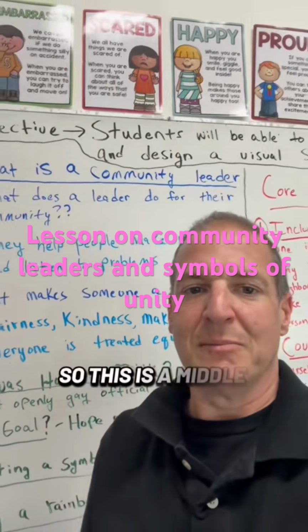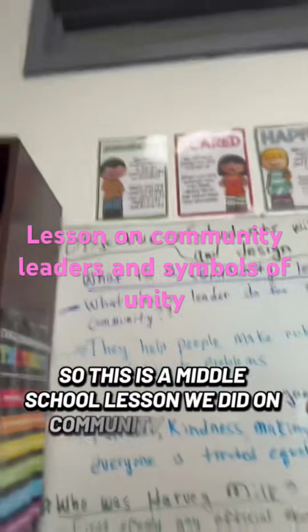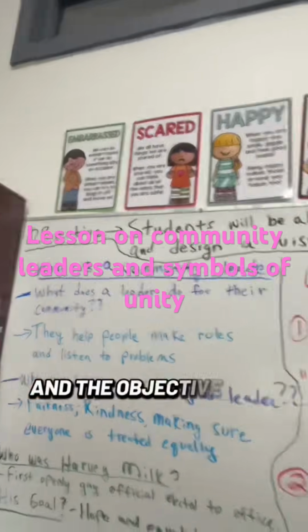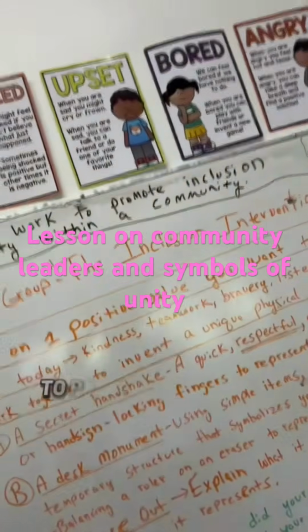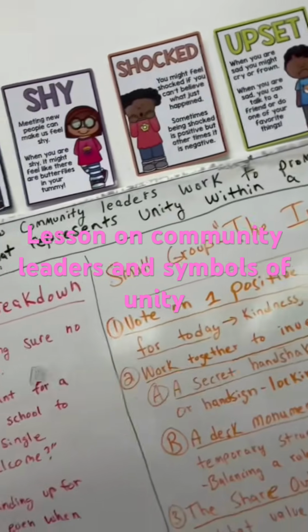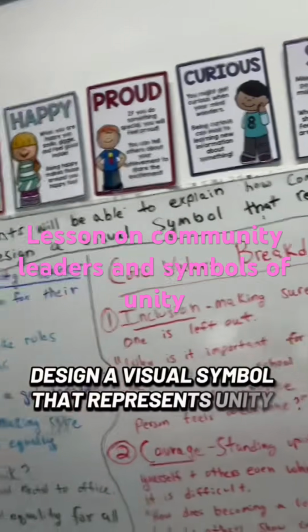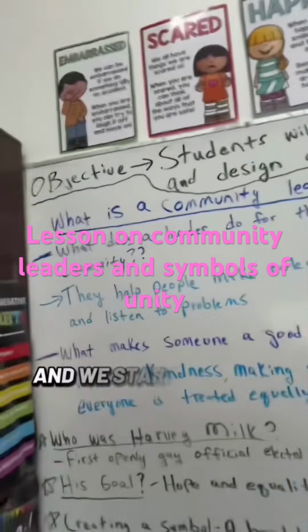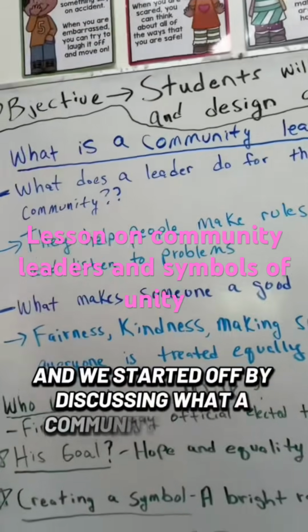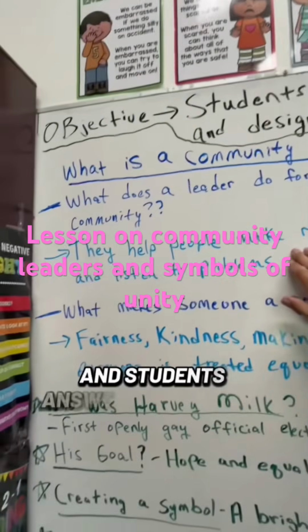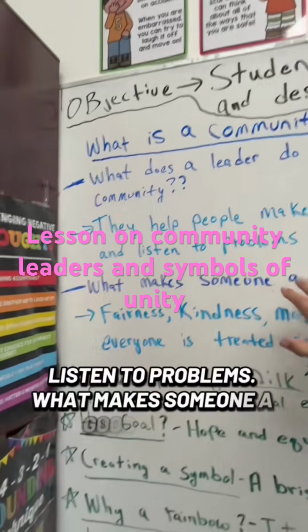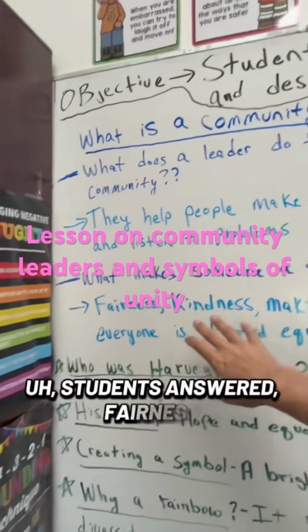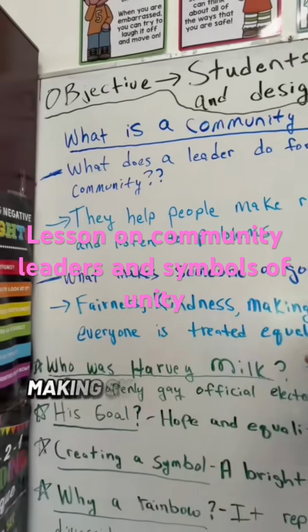So this is a middle school lesson we did on community leaders. And the objective here was students will be able to explain how community leaders work to promote inclusion and then design a visual symbol that represents unity within a community. And we started off by discussing what a community leader is, and students answered, they help people make rules, listen to problems. What makes someone a good leader? Students answered fairness, kindness, making sure everyone's treated equally.